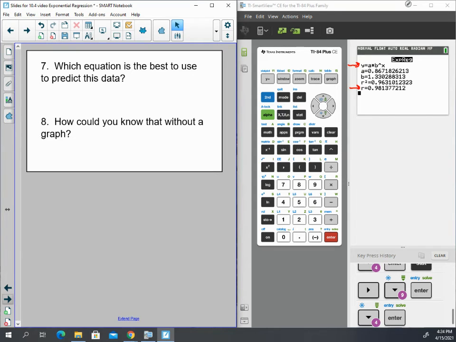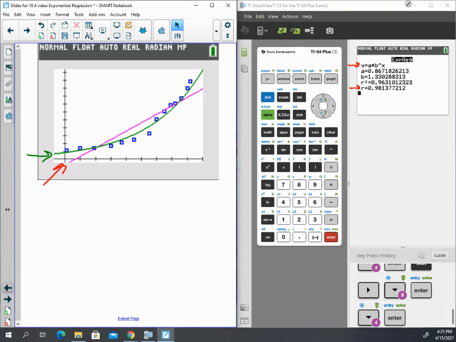So we have Y equals 0.87, which was our A, times, or we can just use the dot for times here, our B, which was 1.33, to the X power. Now, how could we tell that that equation is the best one without looking at the graph? That graph showed us by looking that, yes, the exponential one was better.